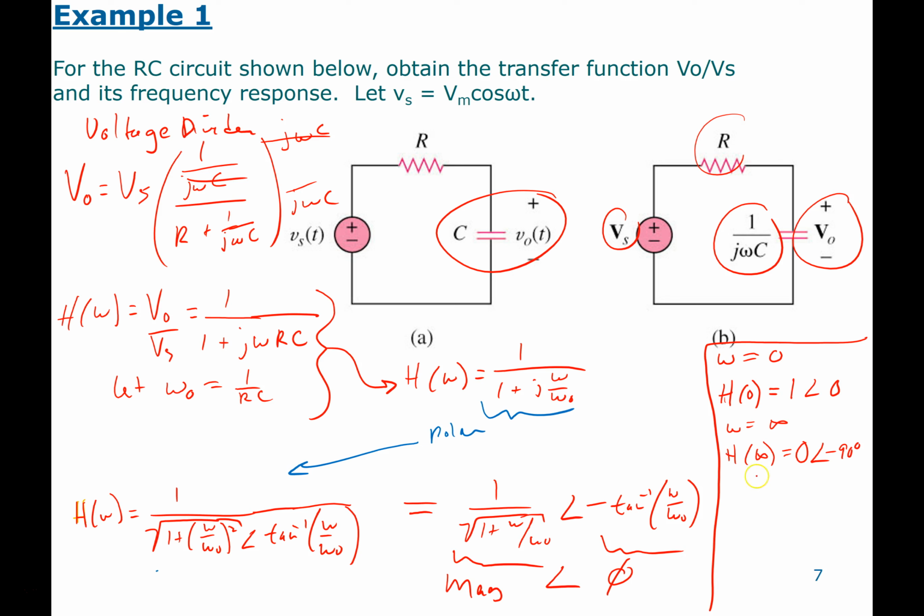And what about when omega equals omega 0? Well, you're going to have 1 over 1 plus j, right? And that is going to be the square root of, oh, by the way, there's an omega over omega 0 squared here, so that didn't really show up. So that's going to turn out to be 0.707 with an angle of minus 45 degrees.